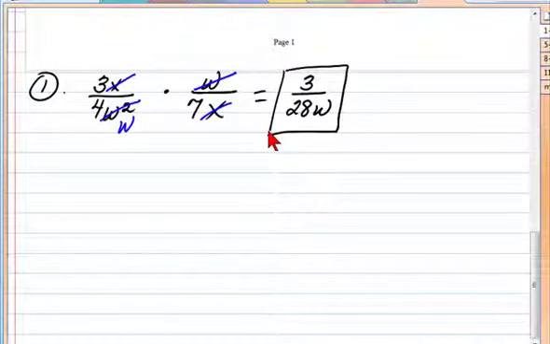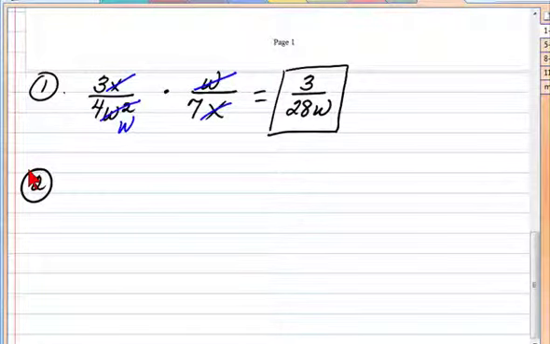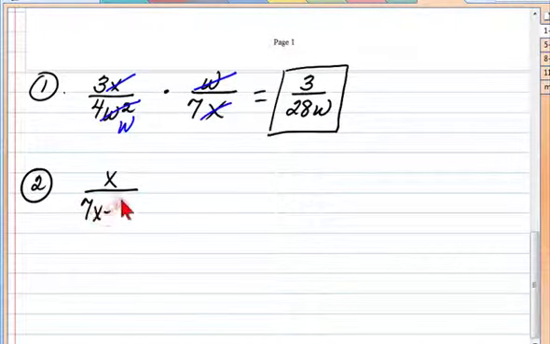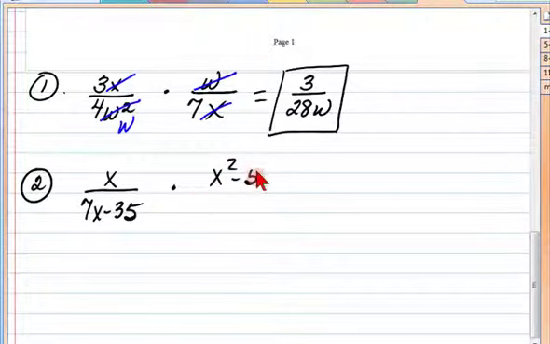When you finish a problem and you're ready to say it's done, always look at it and make sure you haven't overlooked some factoring that you missed over here. We didn't miss any, but I always look at it just in case. Is that okay? What do you have to do? These have to be in factored form. They already were in problem number 1. Problem number 2. I have x over 7x minus 35 times x squared minus 5x over 3.